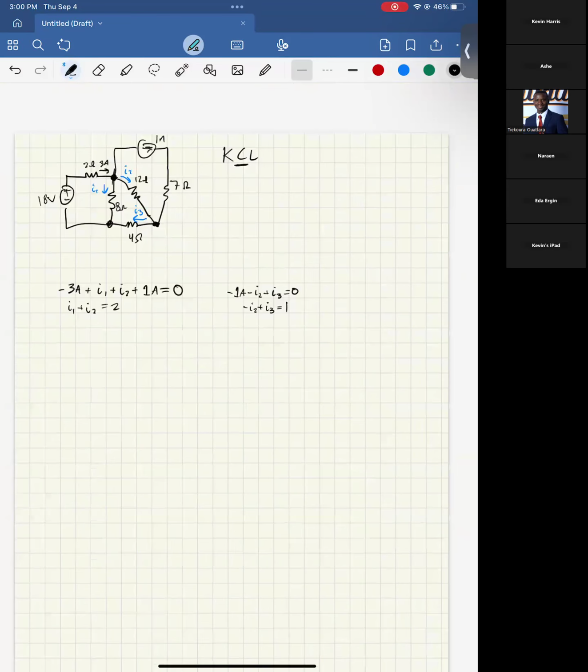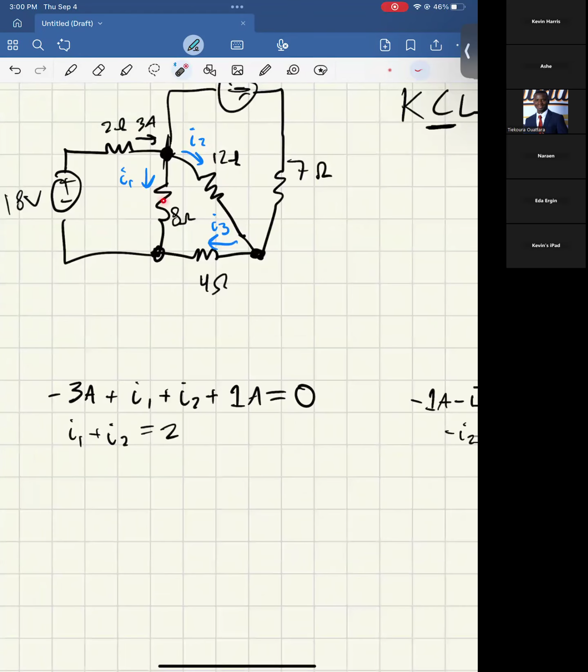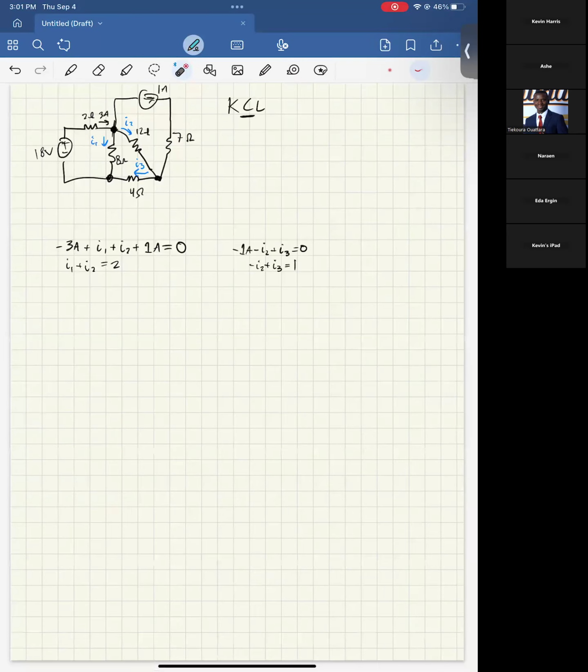And then last but not least, we can look at this point. Here, we'll have I1 going in, I3 going in, and then this third branch. However, we know what the value of this third branch is. Since the question gave us that there's 3 amps right here, and this is all one path, that means there's 3 amps coming out of that node, right? So we can write this as negative I1 minus I3 plus 3 amps, because the 3 amps is going out, equals 0.